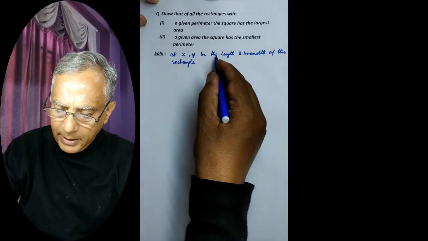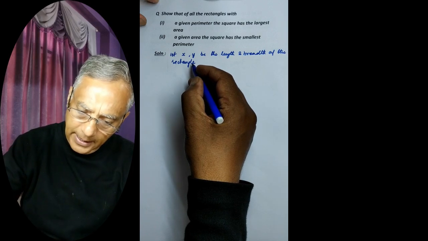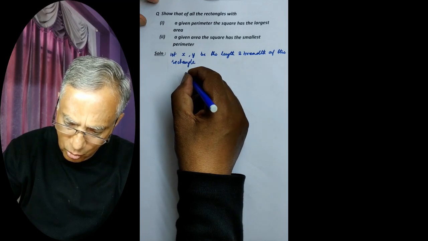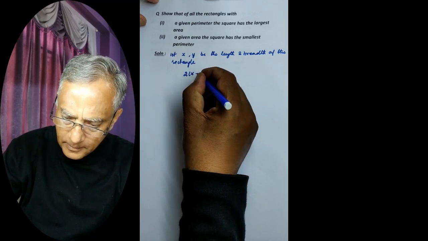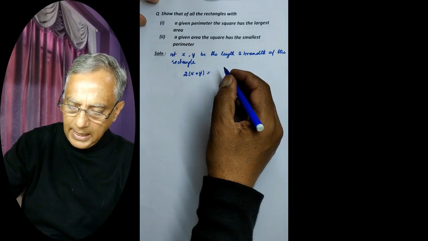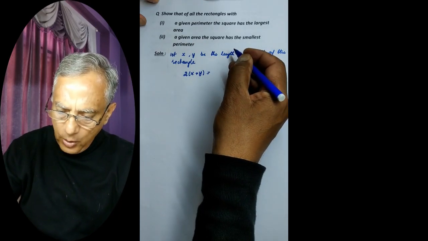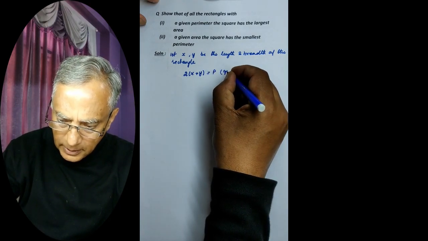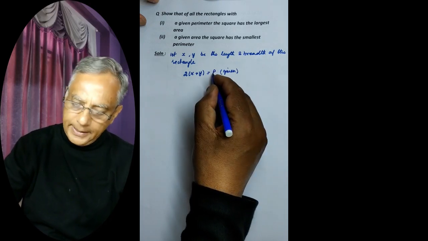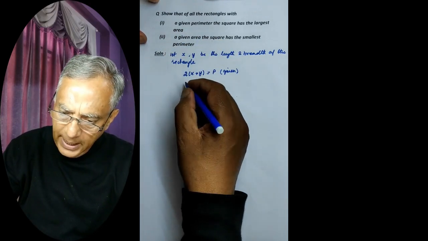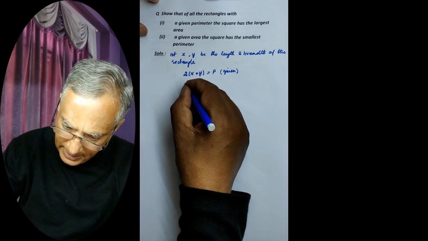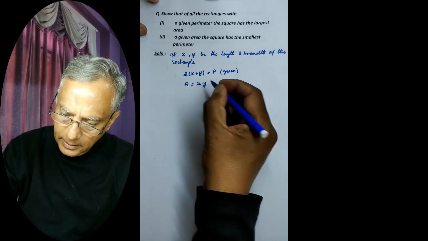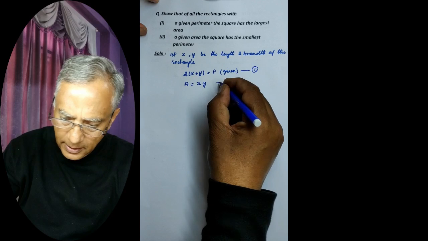Let x and y be the length and breadth of the rectangle. Then the perimeter of the rectangle is 2 times x plus y, the sum of lengths and breadths of all the sides, and this is equal to p. This is given, this is fixed, this is constant. And area has to be maximized. Area A is equal to length into breadth. Let this be 1, this be 2.